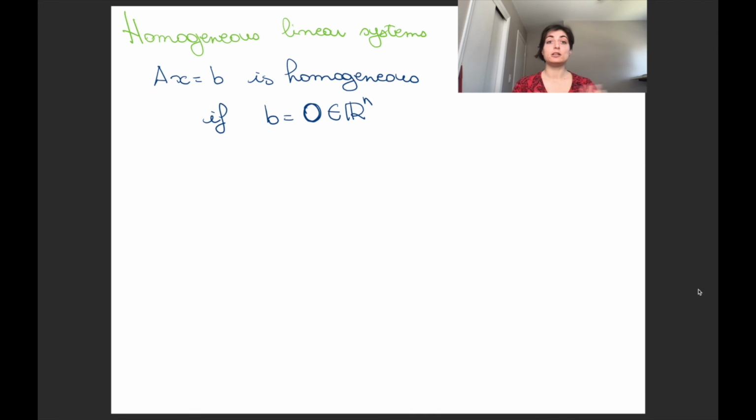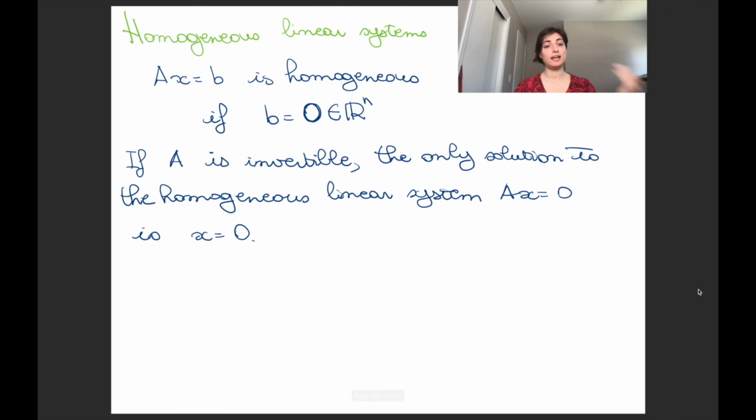A subcategory of linear systems is called homogeneous. We have already seen homogeneous equations multiple times, and homogeneous linear systems are not that different. Ax equal to b is homogeneous if b is equal to 0. But now you have to remember that b is a vector, so it's a 0 vector. If A is invertible, so it has an inverse, the only solution to a homogeneous linear system is x equal to 0.